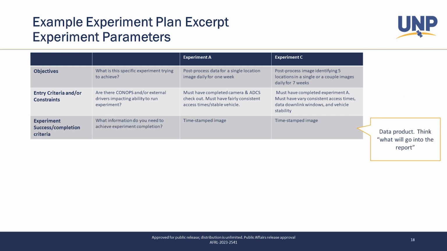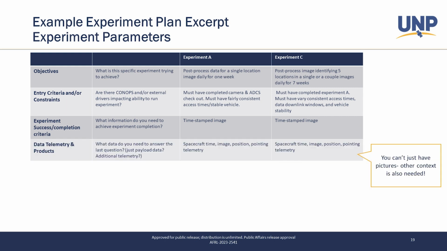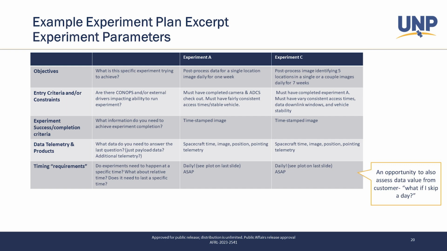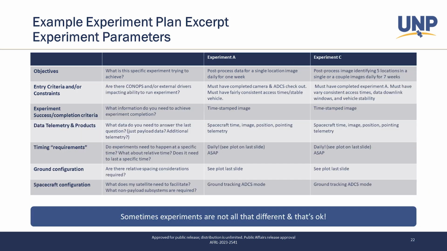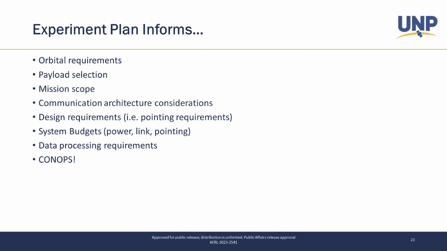Again, we're talking about what kind of data product do I need, just an image, time-stamped image, etc. The data products associated with that, like I just mentioned, are important here as well. Timing requirements and then various configurations are key components that you will need to define. The final note on this slide, sometimes these experiments are very similar, and that's okay. Again, this is a communication tool for you to both understand the similarities and differences and how that impacts your design and your ConOps. Last thing on the experiment plan, why does this even matter?